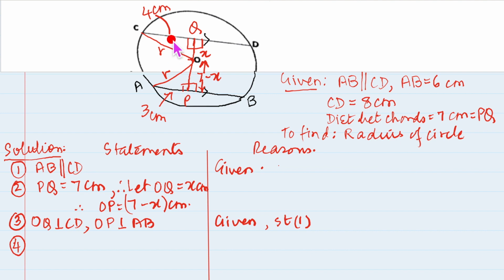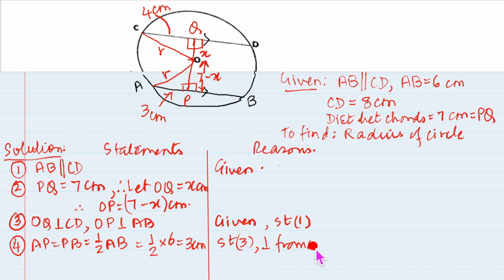Now how do we write that this AP is half of AB? So you will say that AP will be equal to PB, which will be equal to half of AB, which is equal to half into 6, which is 3 centimeter. And for this we will say from statement 3, we are going to use OP is perpendicular to AB, and we will say perpendicular from center bisects chord.